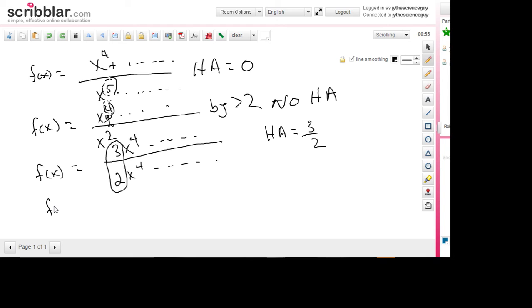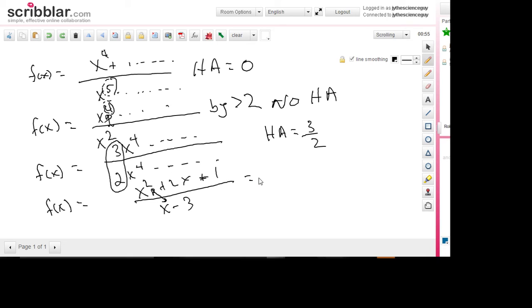F of x is equal to, let's say, x squared plus 2x plus 1 over x minus 3. What do you notice about the difference in power here? Well, this is 2 and this just has a 1 power, so the top is bigger by one. So this gives you an oblique asymptote, or it's called a slant asymptote, depending on the teacher. So in order to find it, you have to do long division. So I'm going to show you this.